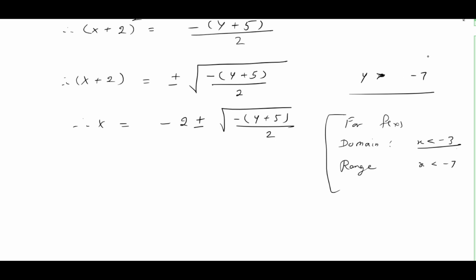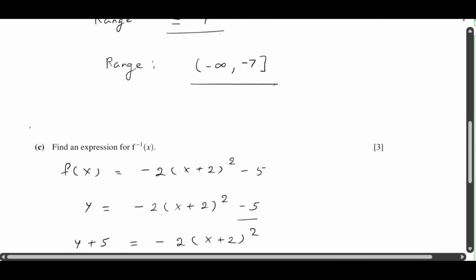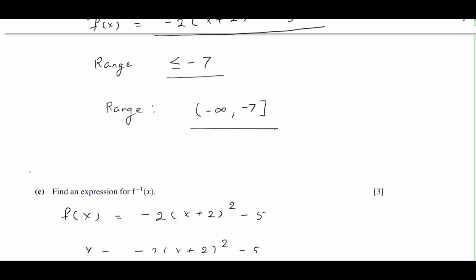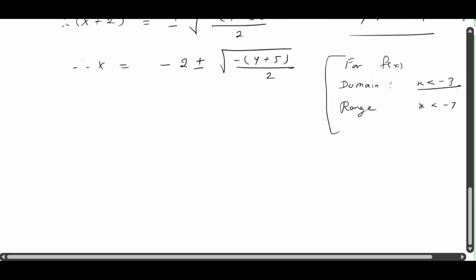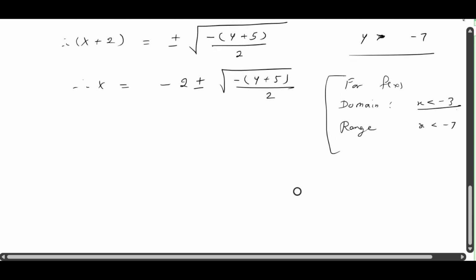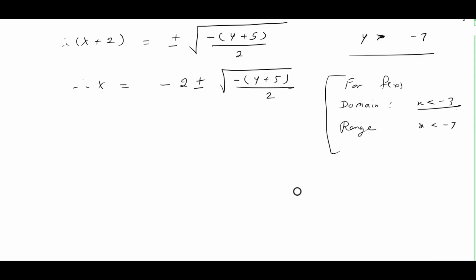So for the range we will use this open bracket, not the closed bracket. So the range is less than -7, right? Here you can see your range is less than -7 and your domain is less than -3. So when we write the inverse function, that inverse function is only applicable when your x value is negative, and in negative also it is less than -3 only.